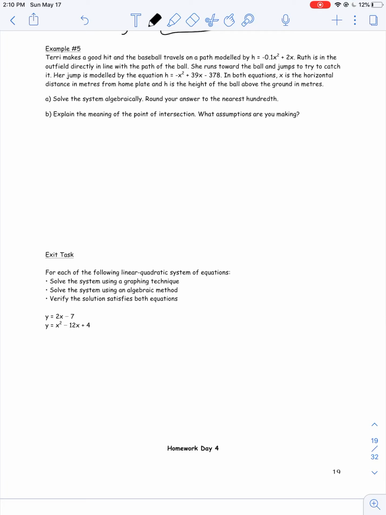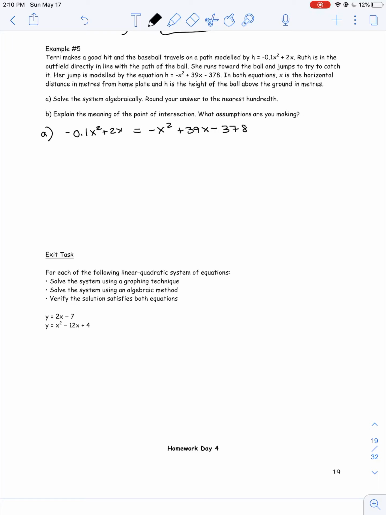Example number 5. Again, we have two quadratic equations, so you have a choice to do either elimination or substitution with them. You could sub in one equation into the other. I'm going to show you that substitution works here as well. We're going to take negative 0.1x squared plus 2x and substitute it in for h in the second equation. So now there's no h's if you do it properly.